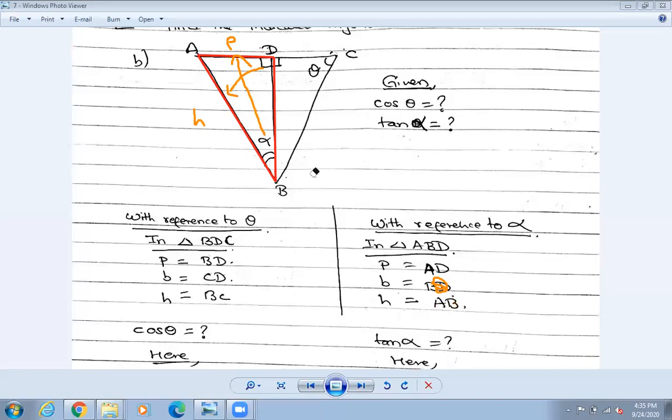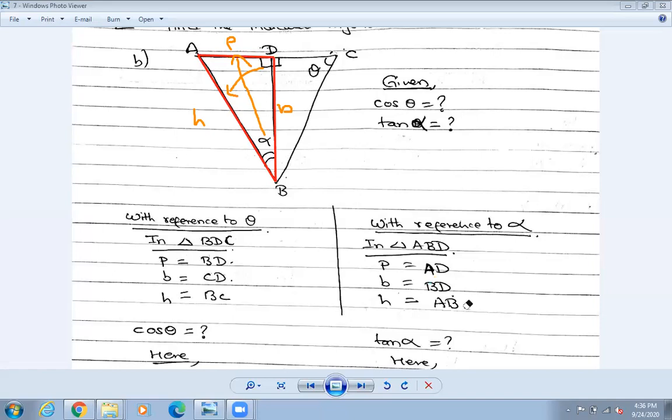Okay, it is right. Now, base. What is the name of the base? Base means where there is a reference angle as well as 90 degree. Both the 90 and the reference angle, that place we call base, isn't it? So what is the name of this base? BD. It is BD. Is it?